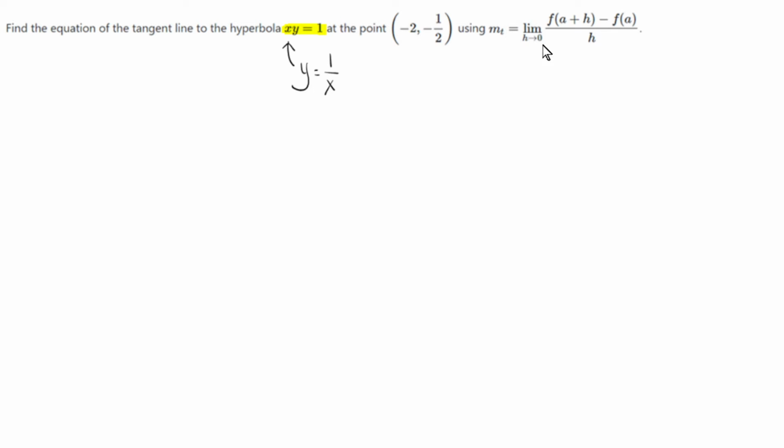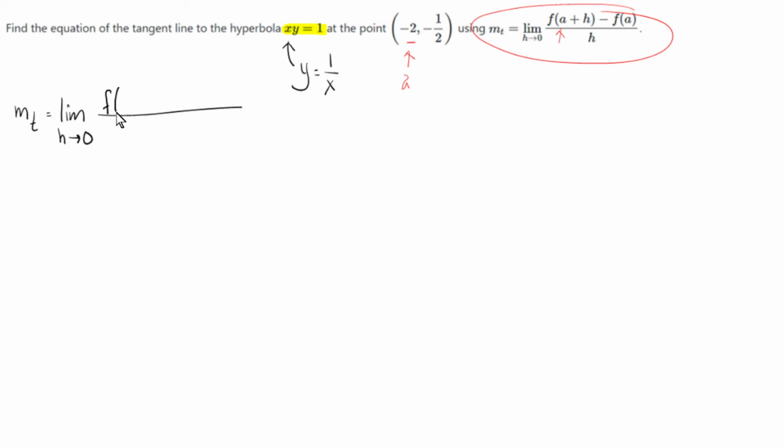And now we are going to be using the following expression, where we're going to replace the a with our value of x, which is going to be our a, -2. So what we have here is that the slope of the tangent line equals the limit as h tends to 0 of f of -2 plus h minus f of -2 over h.